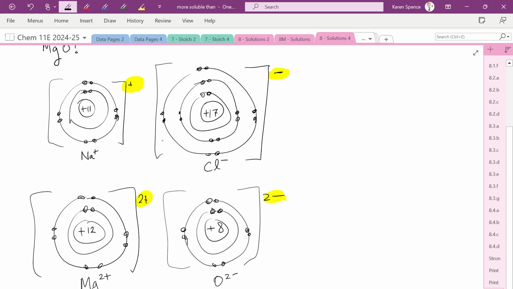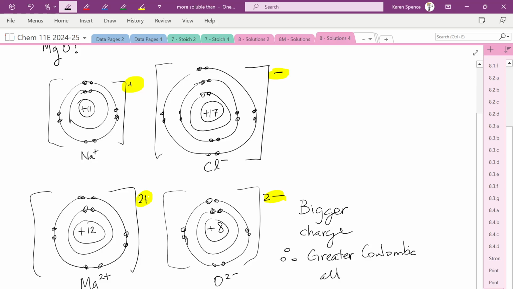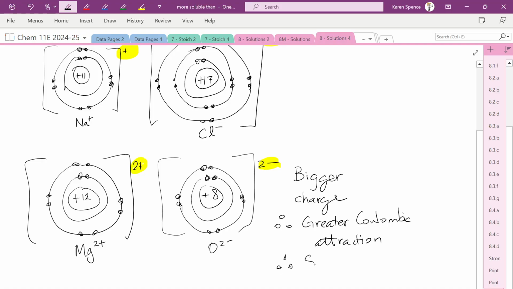Why might it be more difficult for MgO to dissociate than NaCl? Yes, Emma? Yes, these guys have a bigger charge. Therefore, we have a stronger attraction, coulombic attraction. Therefore, it's a stronger ionic bond. Any other reasons?